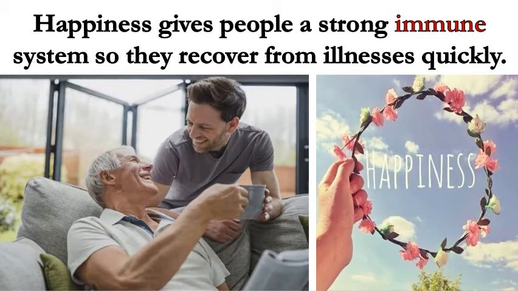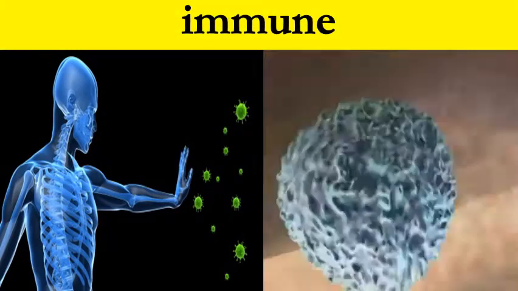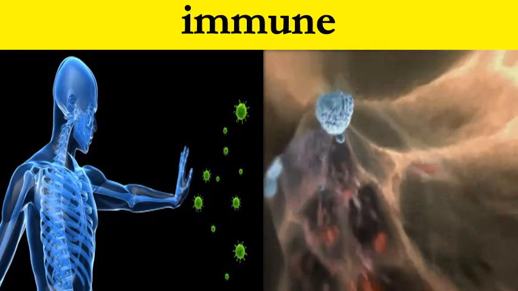Now, let's start with the new vocabulary of these lessons. Let's introduce the first one. Happiness gives people a strong immune system so they recover from illnesses quickly. Now repeat after me. Immune, immune, immune.